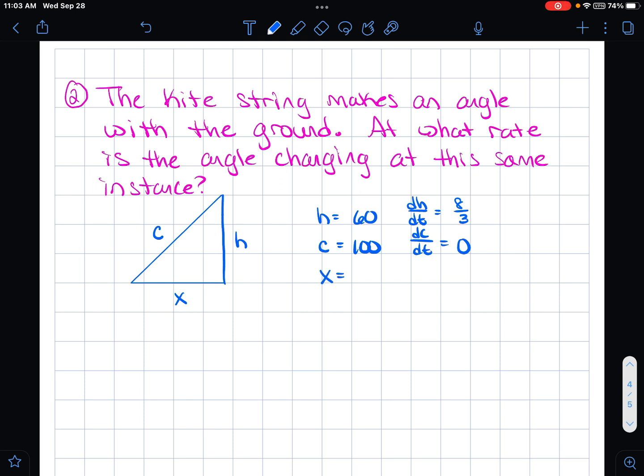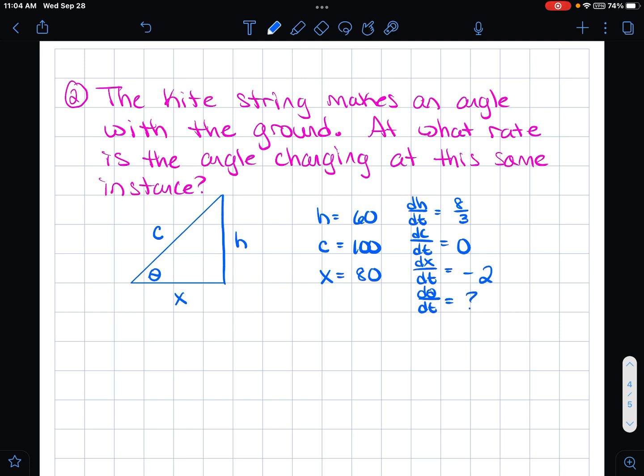We did some math, and we found that x was equal to 80, and we know that dx dt, that horizontal value, is changing by -2 feet every second. So the kite's coming closer to you. This says, though, that the kite makes an angle with the ground. So here, that's the angle that we're looking for. The question says, at what rate is the angle changing? So what we're looking for is d theta dt.